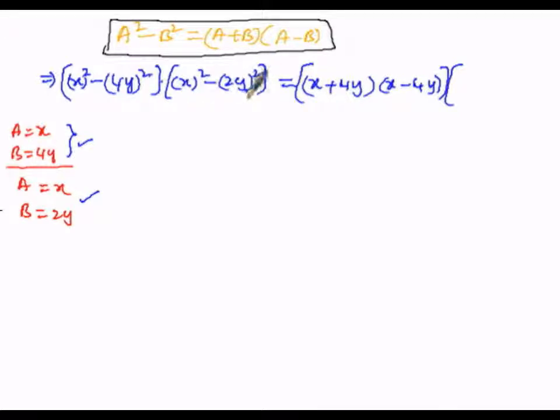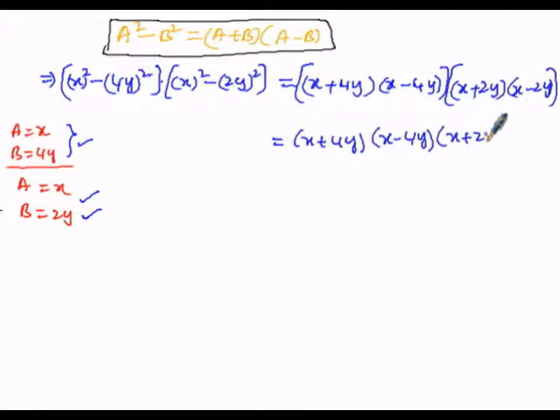In order to write x square minus 2y whole square in its expansion, it is similar to a square minus b square. A is x and b is 2y. Then in its expansion, a plus b, so a is x plus b is 2y, into a minus b, a is x minus b is 2y. In this manner, there are 4 factors: one is x plus 4y, second one is x minus 4y, third one is x plus 2y, fourth factor is x minus 2y. Because the expression is of 4th degree, it consists of 4 factors.